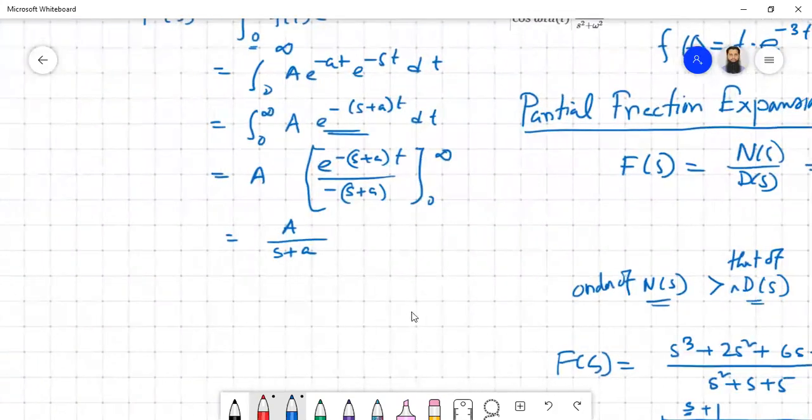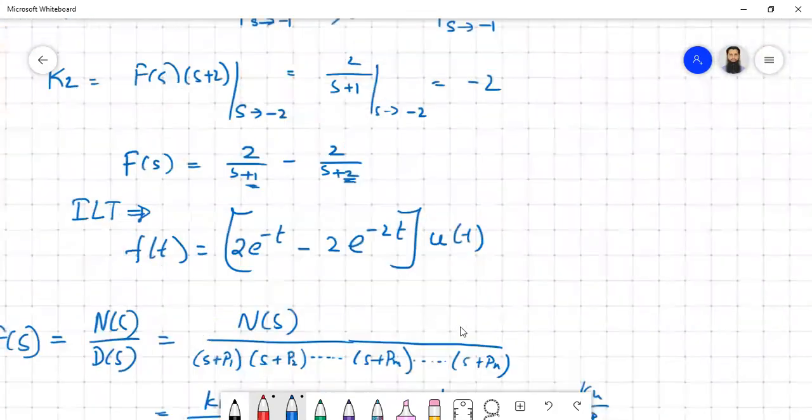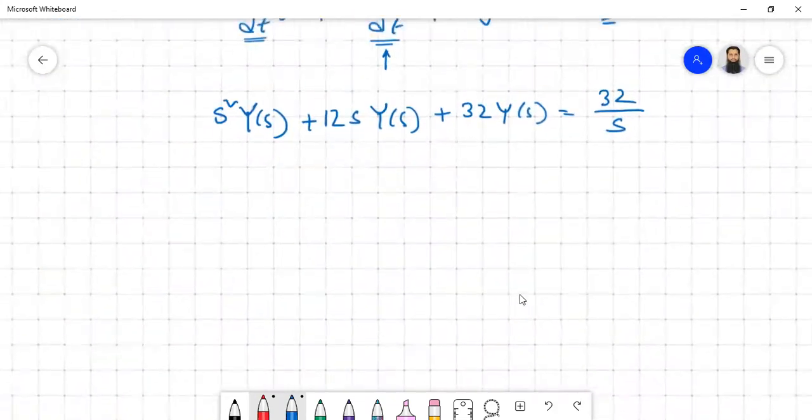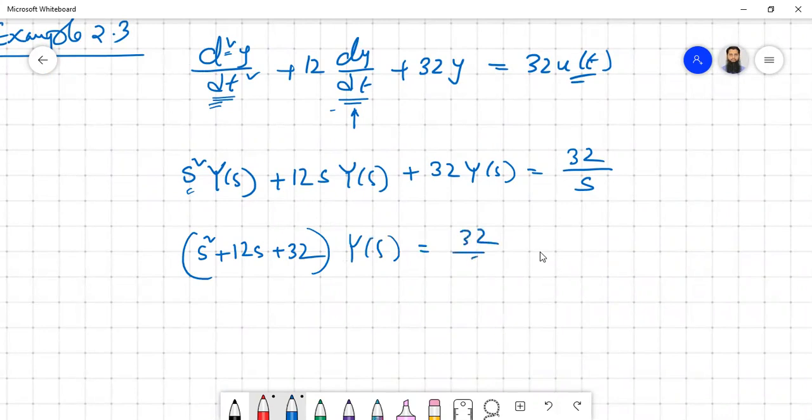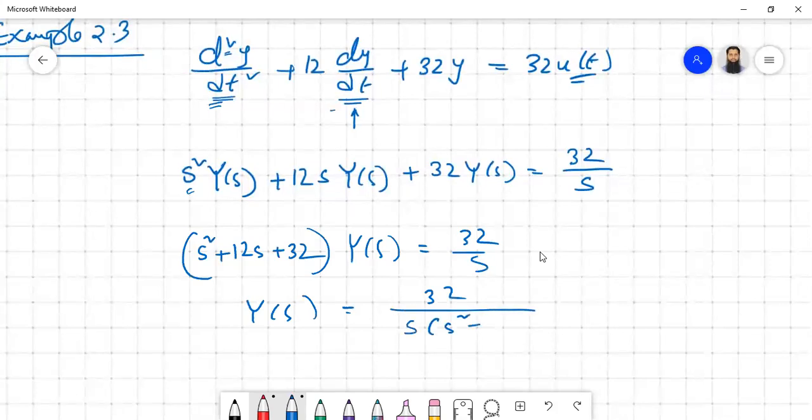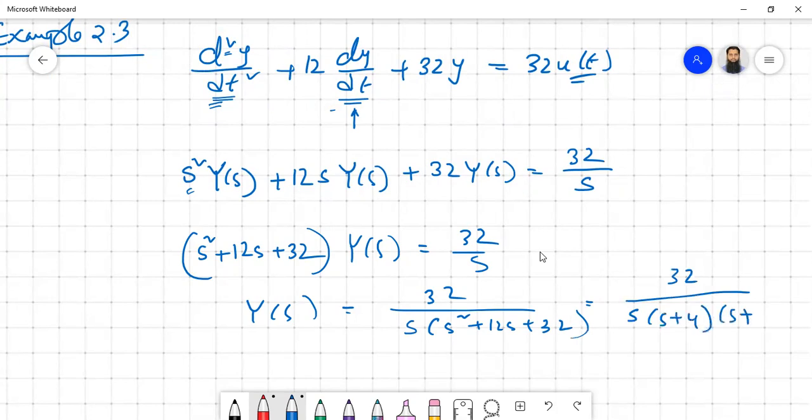So this is where d square, second order, so that is why s square. This is first order, that is why s, and there is no derivative term, so that is why it is as it is. So now you just take common: (s square plus 12s plus 32) Y(s) equal to 32 by s. So Y(s) is becoming 32 by s into (s square plus 12s plus 32). That can also be further factored. So what we are going to have is (s plus 4), then you have (s plus 8).